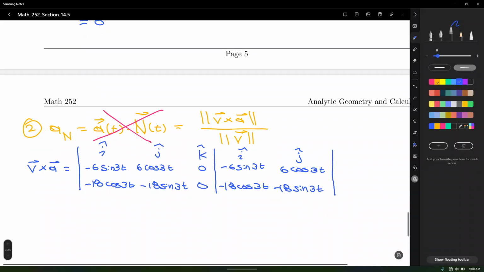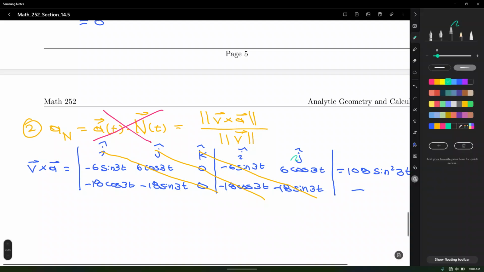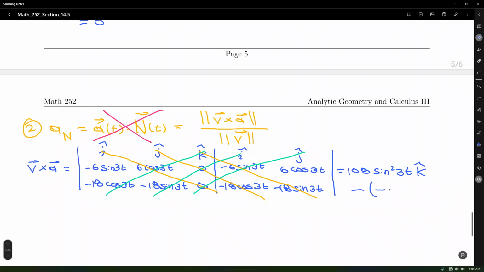i times 6 times 0, that's 0. j times 0 times negative 18 cosine, that's also 0. So that's going to leave us only with negative 6 times negative 18, that is 108, positive, by the way, because negative times negative is positive, sine squared 3t in the direction of k, minus whatever we get from the secondary diagonals. j times 6 sine times 0, that's 0. i times 0 times negative 18 sine, that's another 0, that's great. And another k times 6 times 18, that's going to be minus negative another 108, but this time it's going to be cosine times cosine, cosine squared 3t, also k.